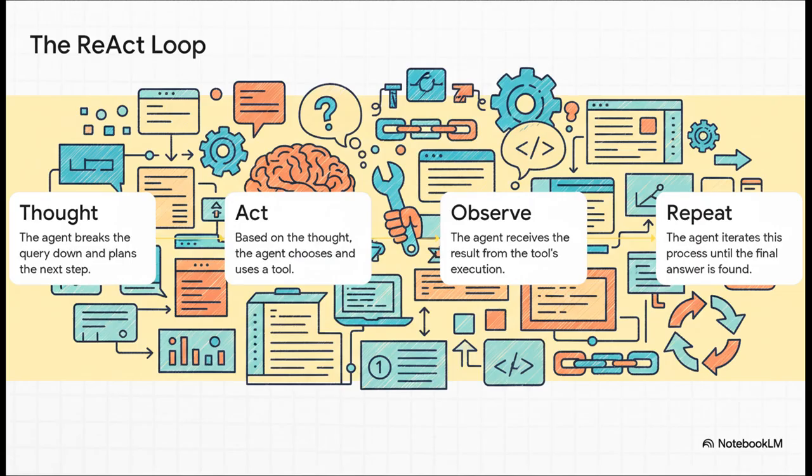And the way these agents often think is through a process called the ReAct loop. It stands for reason and act. It's a cycle. First, the agent has a thought. It breaks down the problem. Then it acts. It chooses a tool and uses it. Then it observes the result. And based on that observation, it repeats the process, thinking and acting, until it finds the final answer.